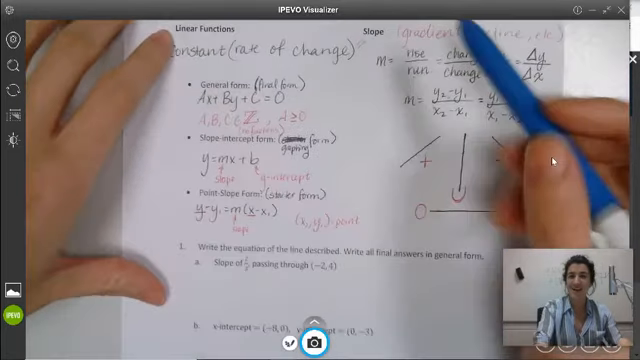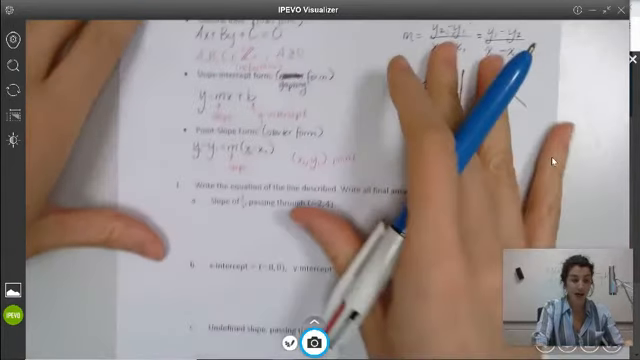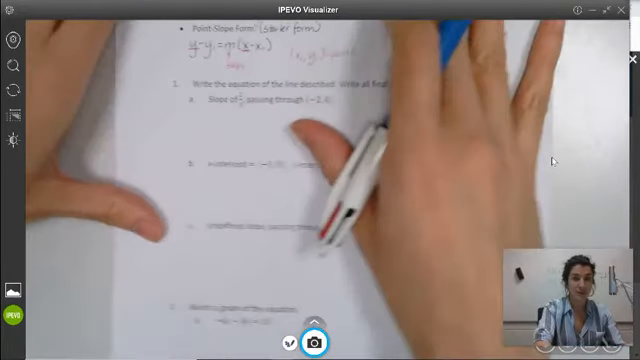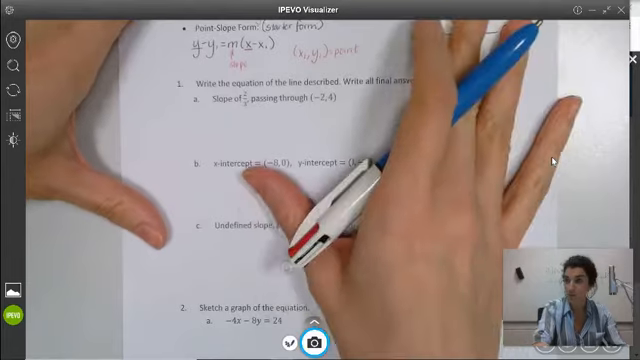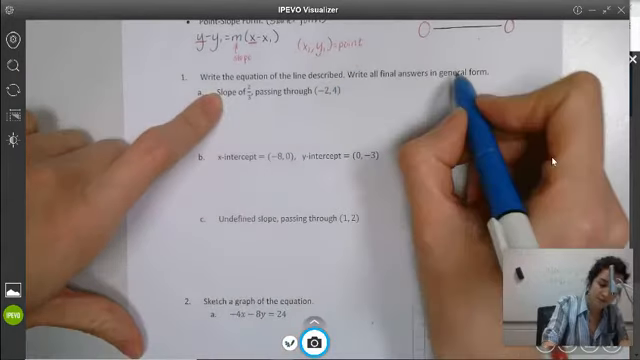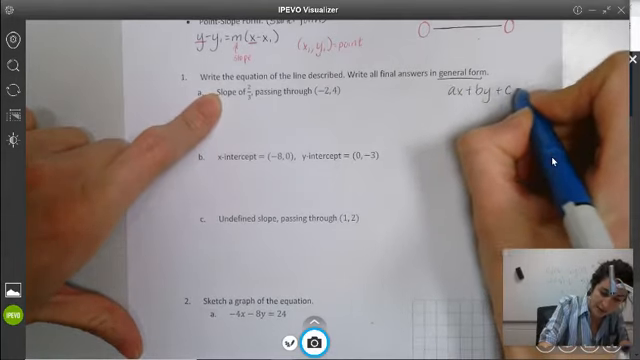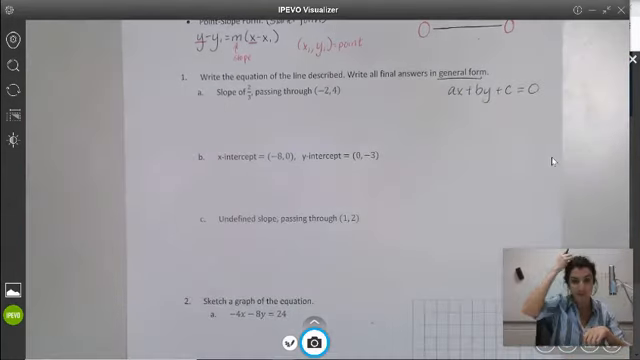So now that we know about all of these different slopes and all of these different ways to write the equation, now we're going to go ahead and practice and do a really quick refresher on how to build equations of graphs. So we're going to write the equation of the line described. We want all of our final answers in general form. That's your ax plus by plus c equals 0.